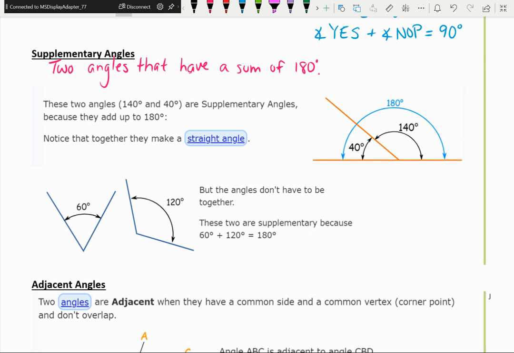So just one more time, supplementary angles just have to add up to 180. If they're connected, they are also a linear pair. So this is also a linear pair. And it can be both things. That's okay.